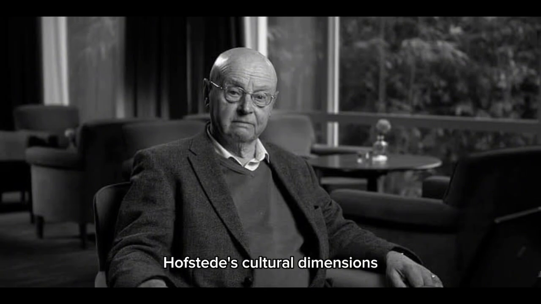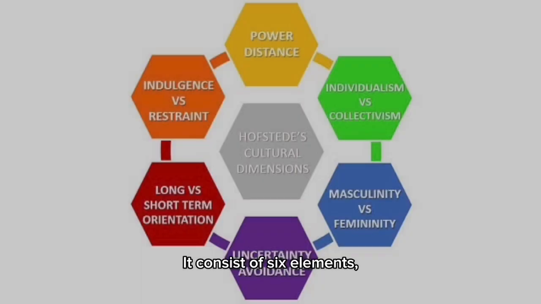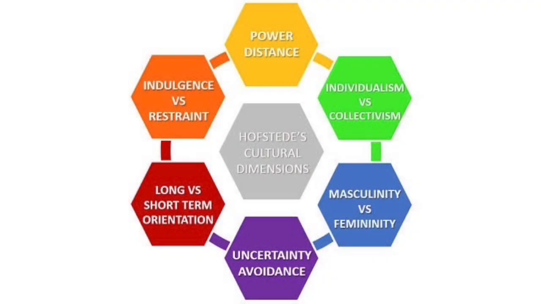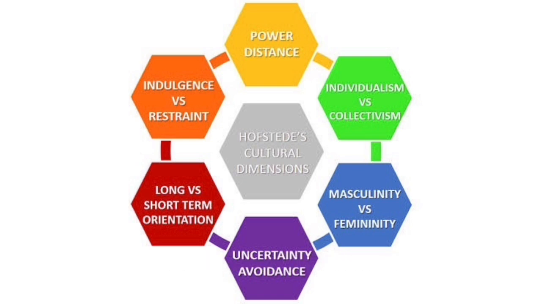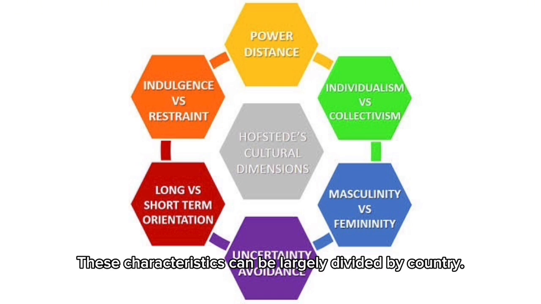Hofstede's cultural dimensions consist of 6 elements: power distance, individualism versus collectivism, masculinity versus femininity, uncertainty avoidance, long versus short-term orientation, and indulgence versus restraint. These elements explain people's actions based on cultural differences. These characteristics can be largely divided by country.